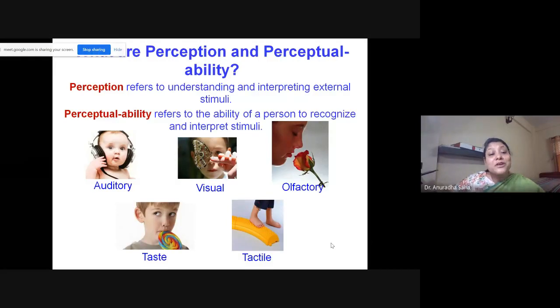And the perceptual ability of any human subject is nothing but the ability to recognize and interpret that stimuli using their own senses, right? Or on their experience, on their knowledge. So this is all about perceptual ability.